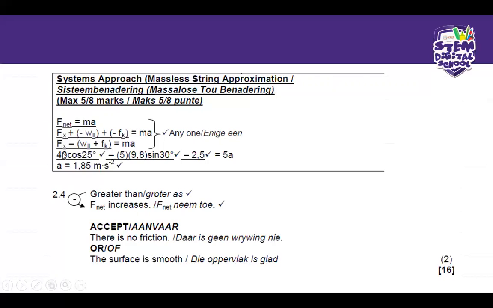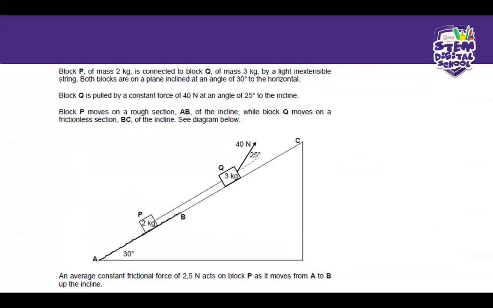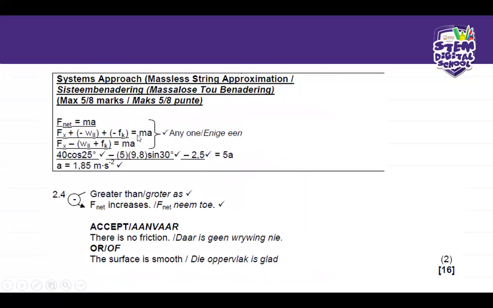Okay, so Fx is the one for the applied force, which is going to be 40 cos 25. Let's just go back to it. We have this one, right? 40 Newton, which is the applied force, and it's at an angle of 25 degrees. Remember, this is the pulling force, the F of x.